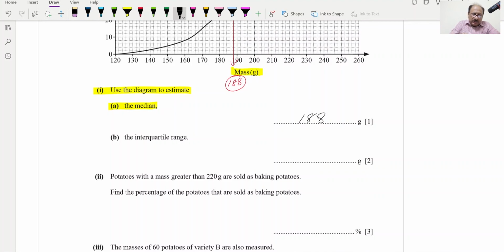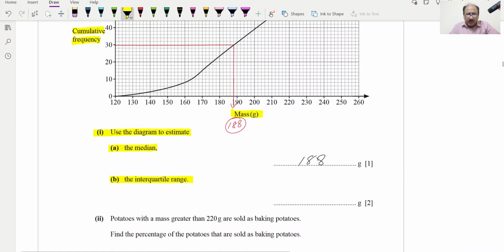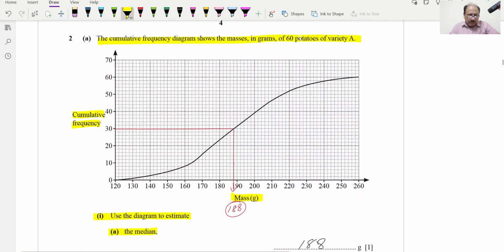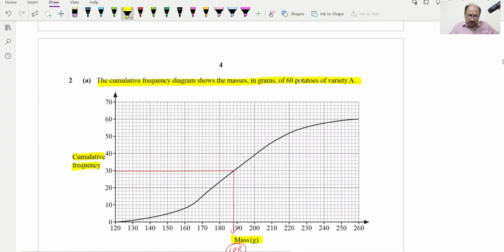Then interquartile range. For interquartile range, we require to find upper quartile and lower quartile. Lower quartile is 25th percentile, so 25% of 60 will be what? This will be 4 and this will be 15. This one is lower quartile, which we will be taking at 15.